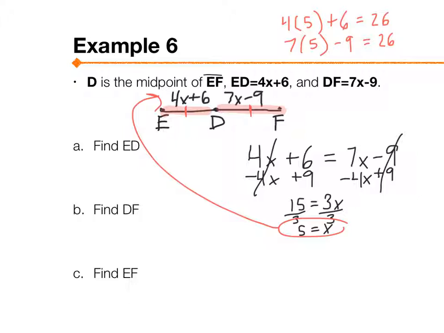So what would ED be? 26. What's the length of DF? 26. And what's the length of EF, the whole line? 26 plus 26, 52.